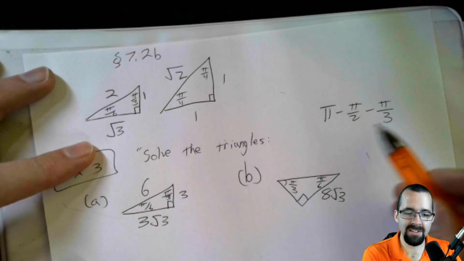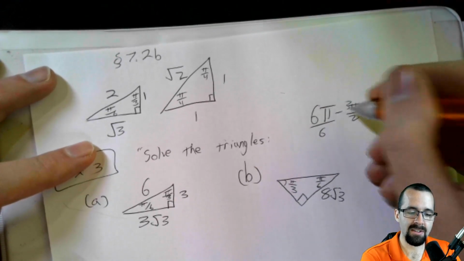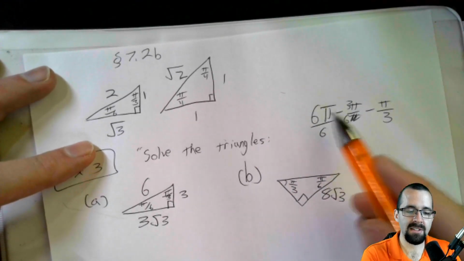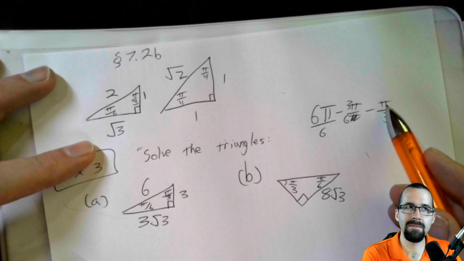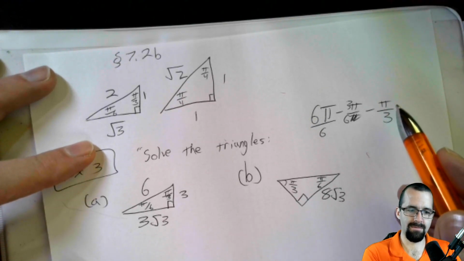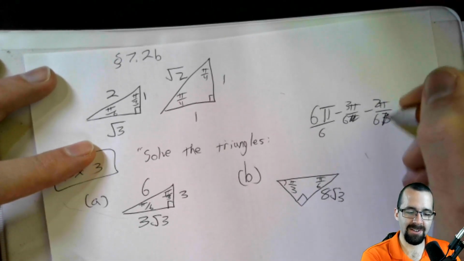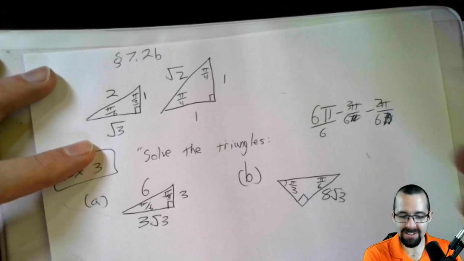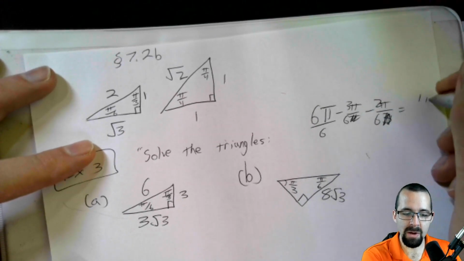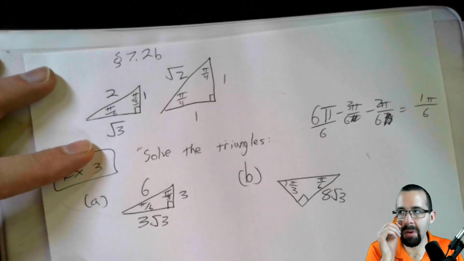You're going to write this as 6 pi over 6. You're going to write this as 3 pi over 6. 6 minus 3 minus 1. Sorry. And this is 2 pi over 6. Great. 6 minus 3 minus 2 is going to be 1. We have 1 pi over 6. Pi over 6 is the remaining angle. Okay? That's how you would do it.